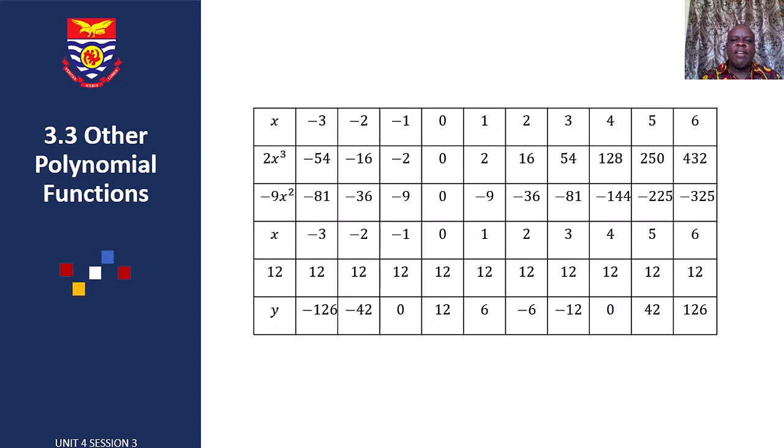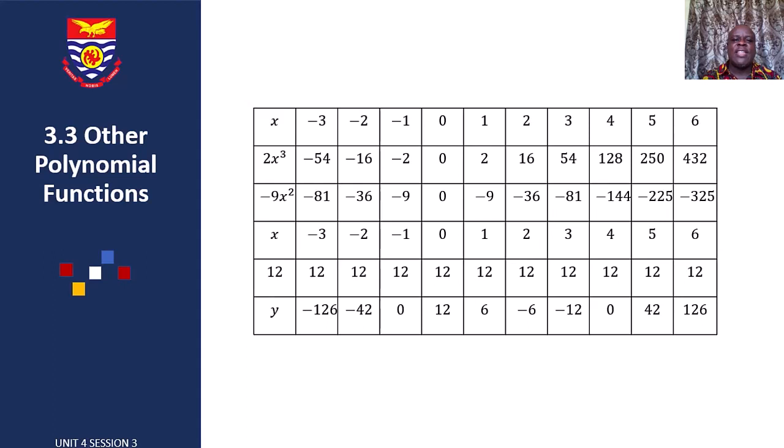The first row is made up of the range of values of x from negative 3 to 6. Then the terms of the polynomial: 2x cubed comes as the second row, negative 9x squared comes next, followed by x. Then we repeat the constant term 12. So we put the values of x into each of them and simplify.